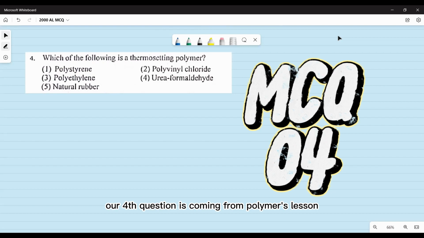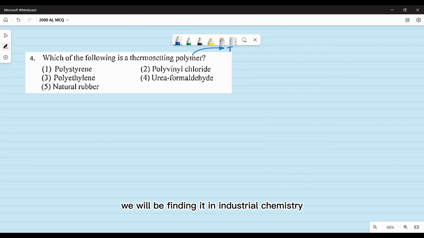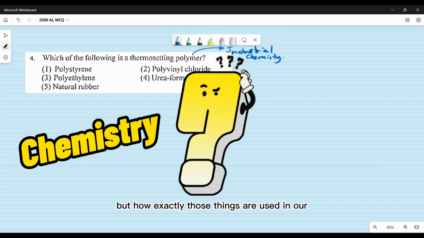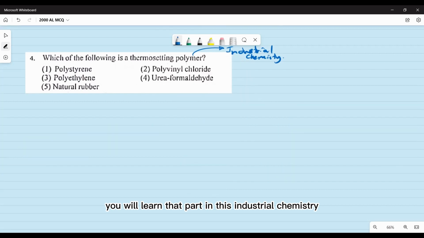Coming from the polymers lesson, we will be finding it in industrial chemistry. You are learning about organic compounds, inorganic compounds, gases, and a lot of things now. But how exactly those things are used in our day-to-day life, and how they are used in our industrial world, you will learn that part in this industrial chemistry.